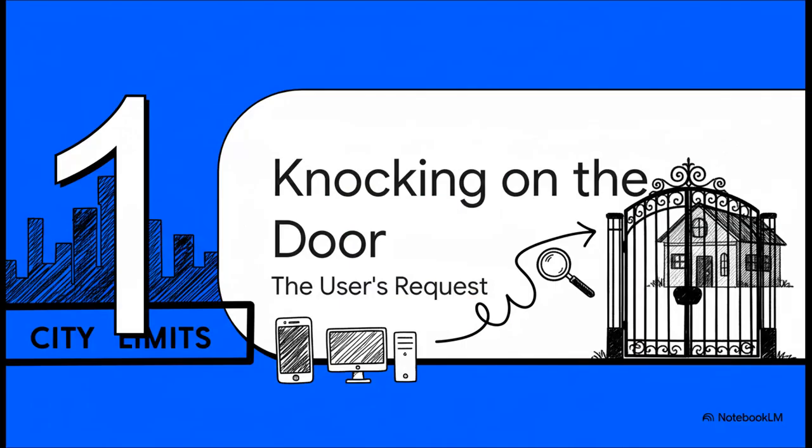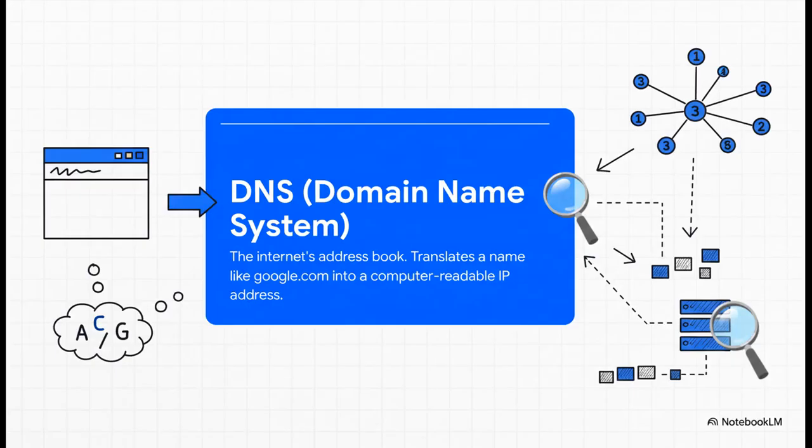So our journey begins right here, at the city limits. This is the very first point of contact, where your request, coming from your phone or your laptop, first arrives in the application's world. But before it can get inside, it's got to do two things: find the right address and get past the front gate. The very first step is just figuring out where to go.